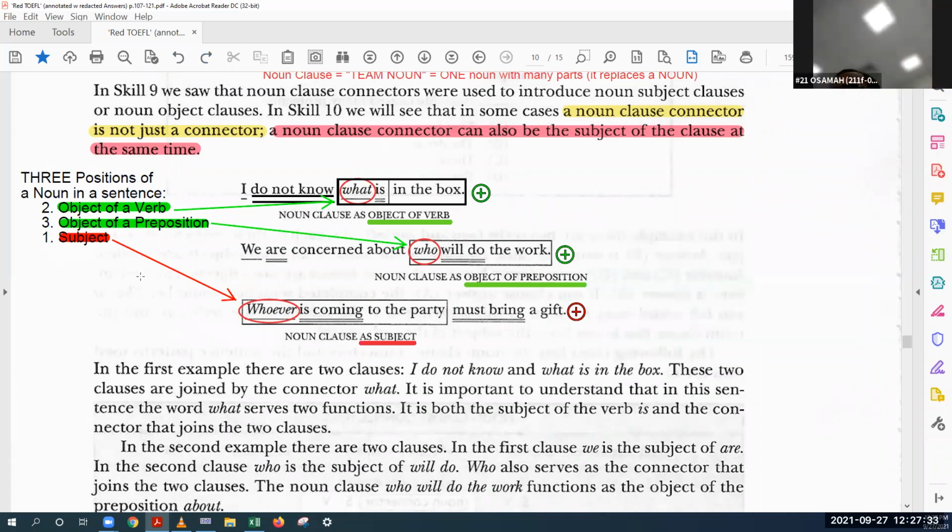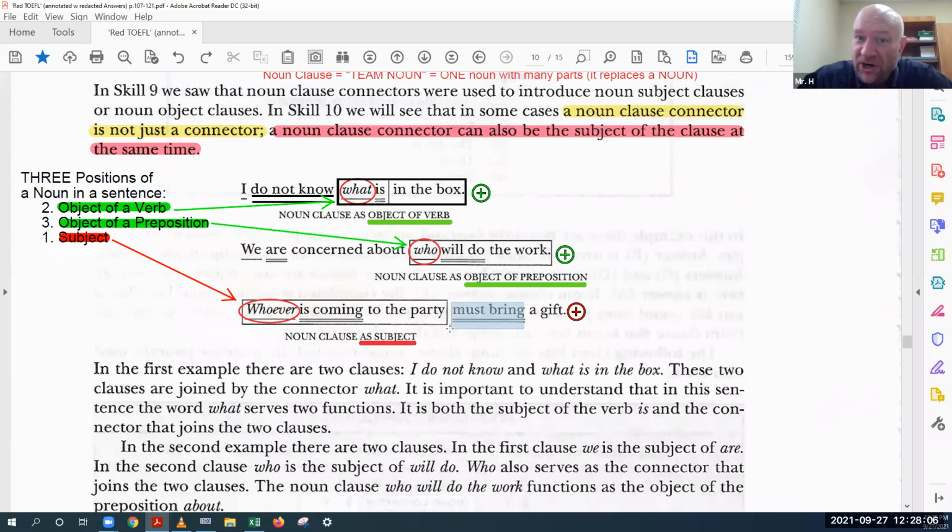Now, this is the hardest one. What's the formula? Formula one, what is it? Whoever is coming to the party must bring a gift. All right. Can you explain it? Whoever is the connector. Okay, let me ask you this first. Where is the main verb from the main clause? Must bring a gift. That's right.